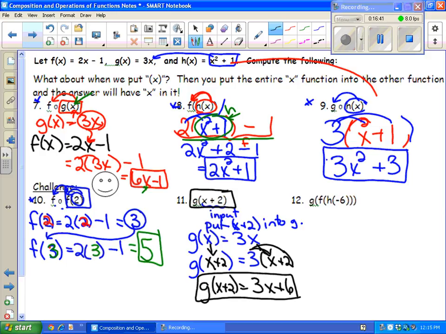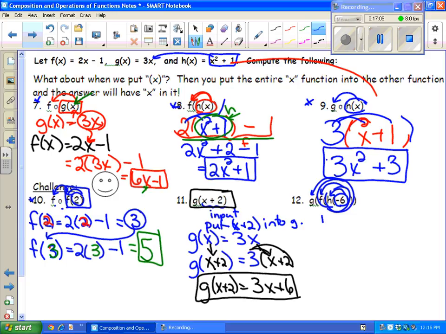All right, number 12. Remember when we said a composite function is a function that's got 2 or more functions? This one actually has 3. I'm going to put -6 into h. I'm going to take that answer and put it into f, and I'm going to take that answer and put it into one more function, g. So start on the inside and work your way out. I'm going to leave that as an exercise for you to do, but let's just see.